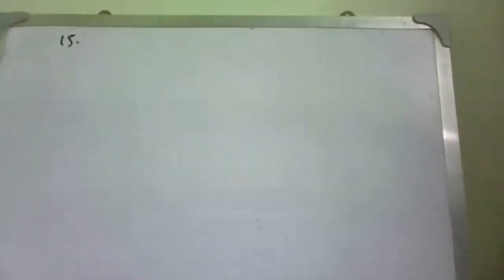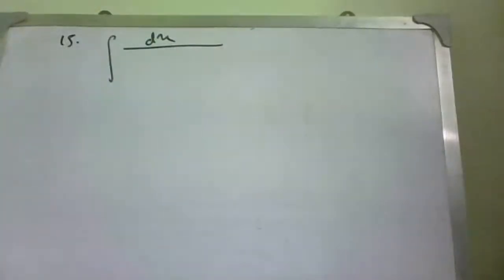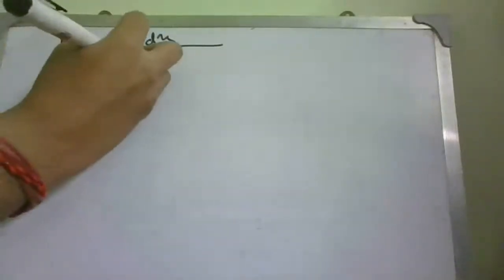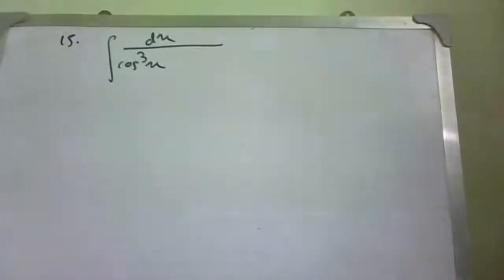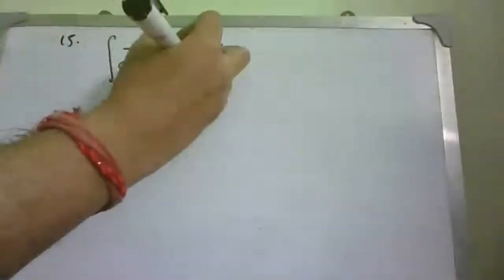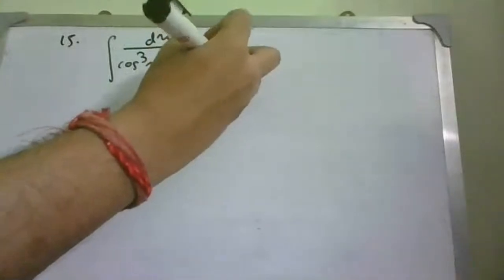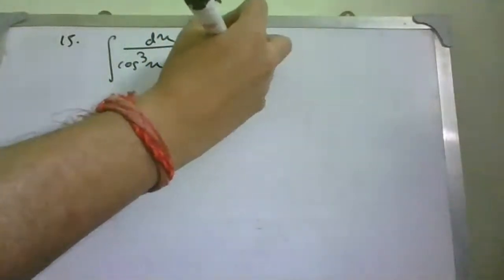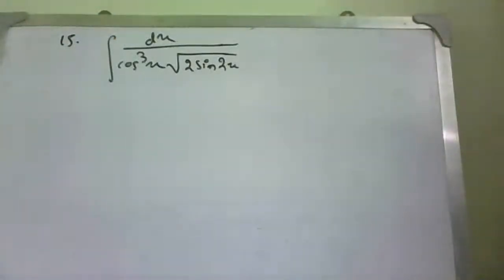Question number 15. I guess we have done question number 14. Yes. Okay, so question number 15 says we have the integral dx over cos cube x root of 2 times sine 2x. Okay, so what can we do over here?